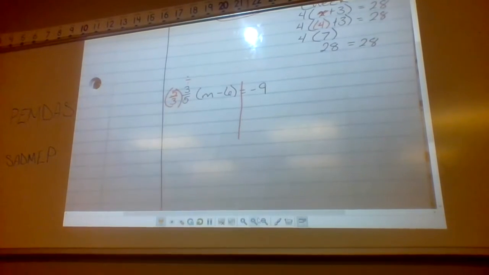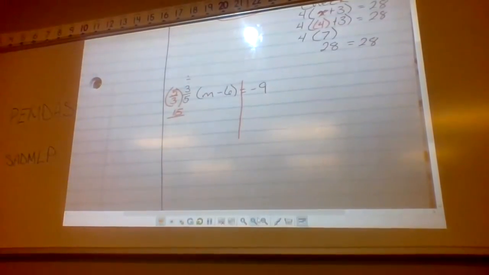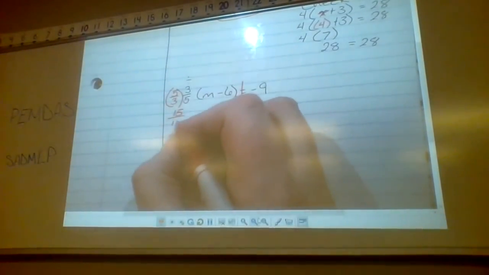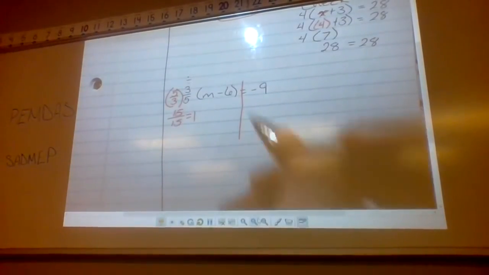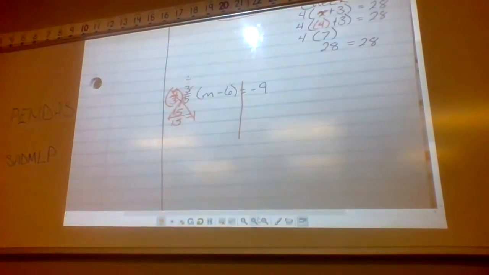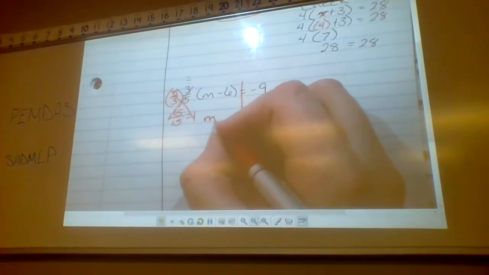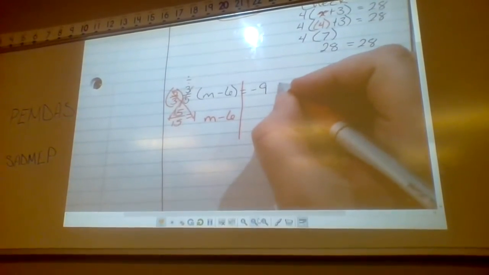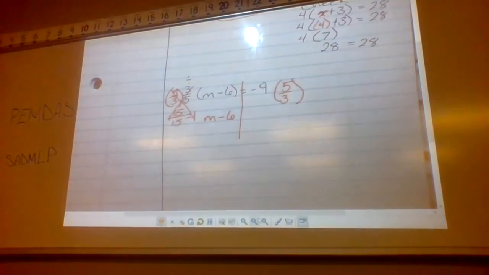What is 5 times 3? 3 times 5 is 15. What is 15 over 15? So do we even need this? No. Multiply by the reciprocal, you just got rid of the fraction. But then you get to the other side. Yes, you have to do it to the other side, 5 over 3. But this one's nice and easy.